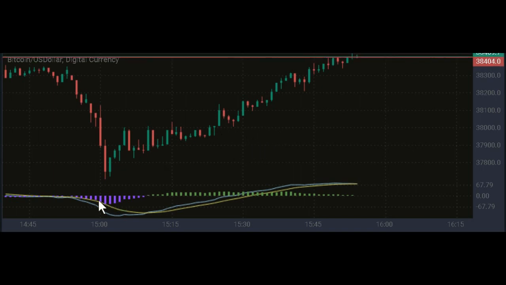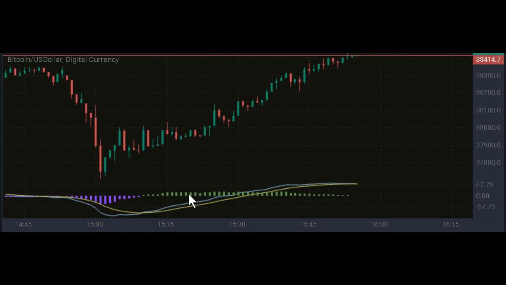So once again, this is the histogram. These are the bars, and you've got the zero line in between here. Whenever the bars are purple on this particular platform, it might be different on your platform, I don't know what the colors are on different platforms, but when the bars trend downward, when the bars go down and they're purple on this one, then the MACD histogram is below zero. And when they are going up and they're green on this particular charting platform, then the histogram is above the zero line. What does that mean exactly?